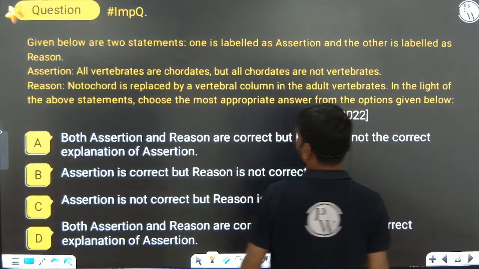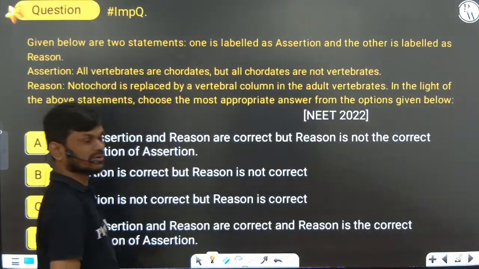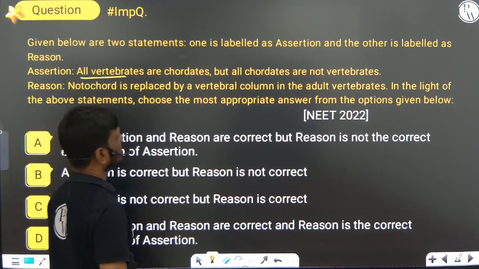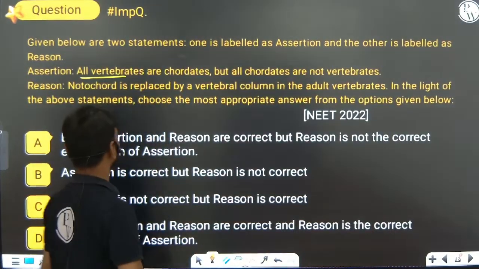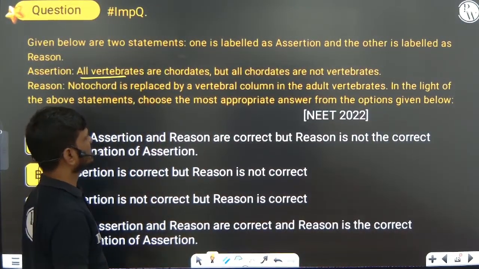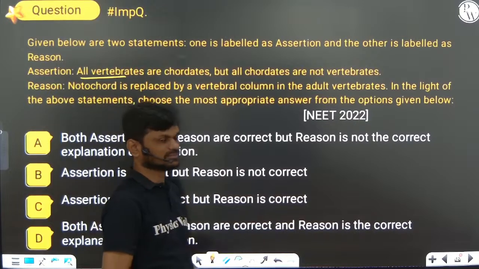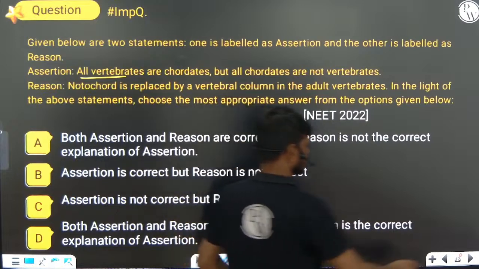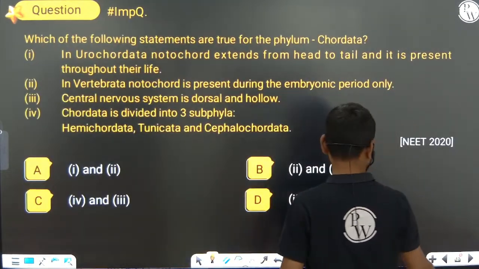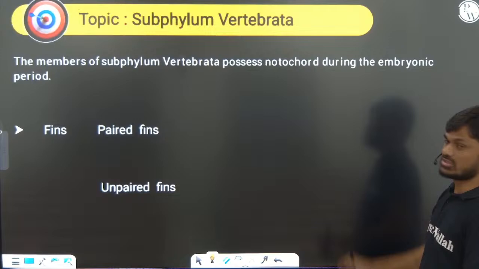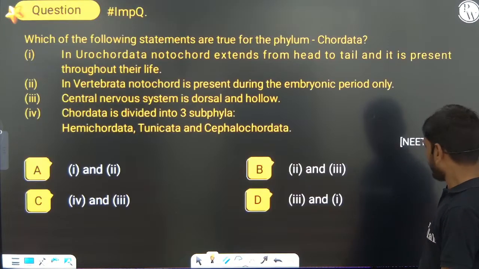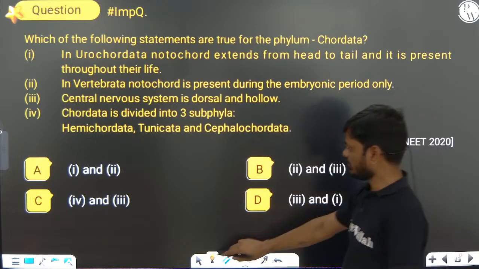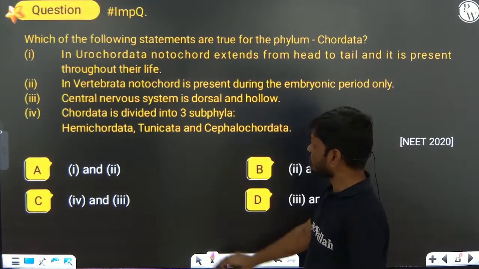Right? Next one, this question. This is a 2022 NEET exam question. All vertebrates are chordates, but all chordates are not vertebrates. So the notochord is replaced by the vertebral column in adult vertebrates. For this question's answer, we have to learn the concept of subphylum Vertebrata. So before going to that, we will complete the answer for this question.